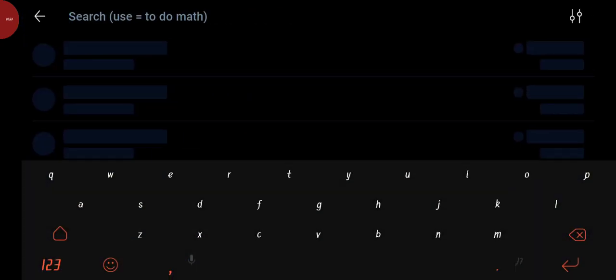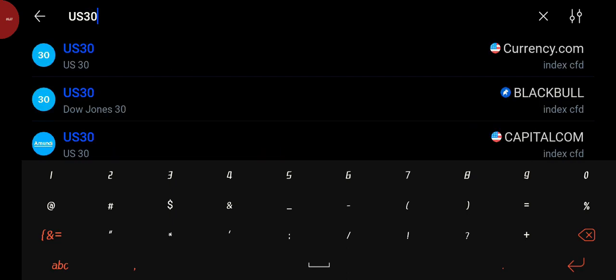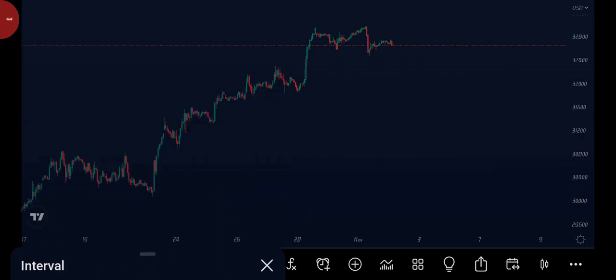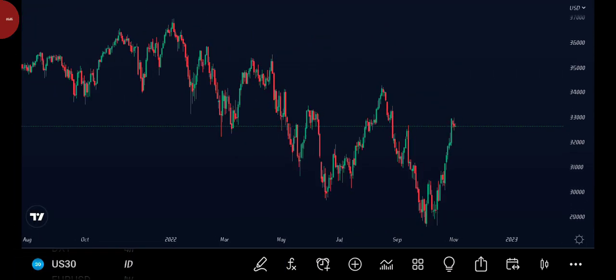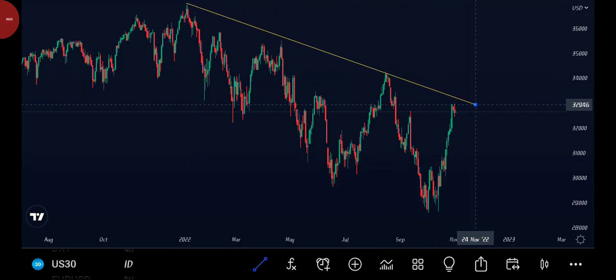Move to US30. Very simple. So for US30, we are going to start with the daily to make it simpler. So this is it. You can see, guys, we are in a downtrend and we are very corrective. The market is very corrective. So in a downtrend, I'll show you by drawing the trend lines. Yes. So that is it.